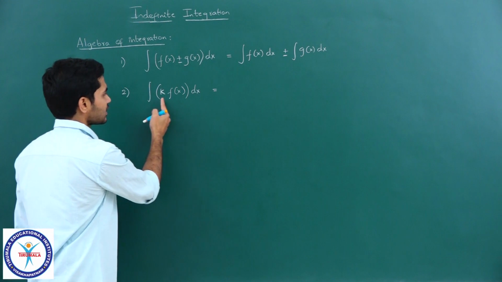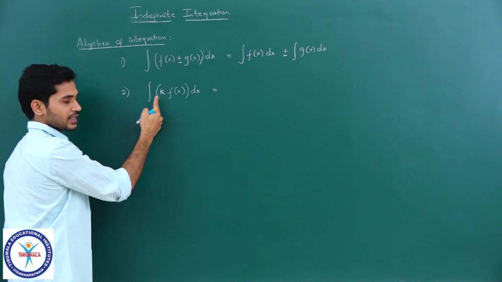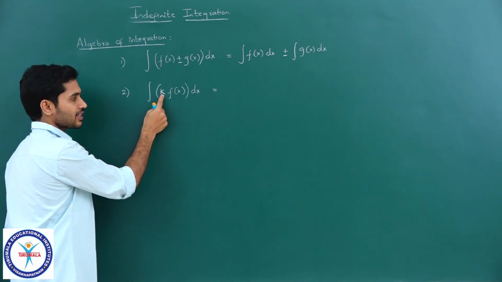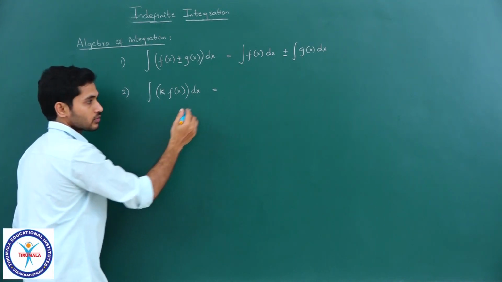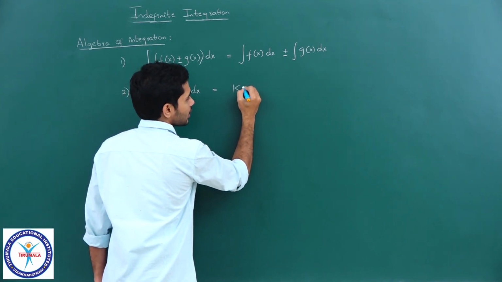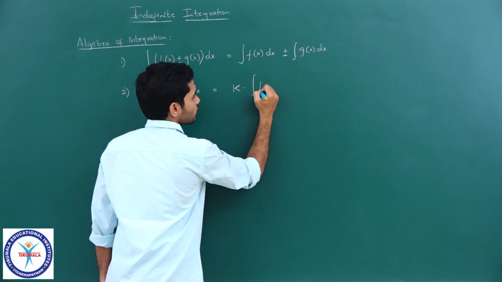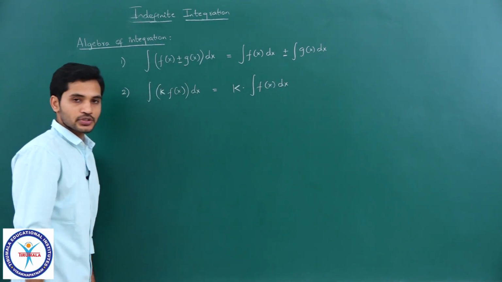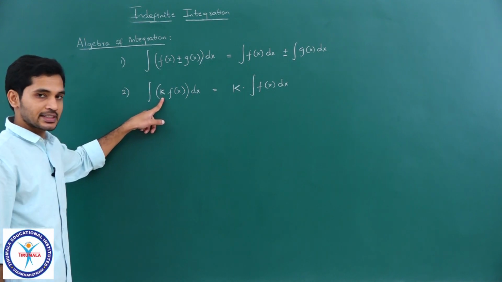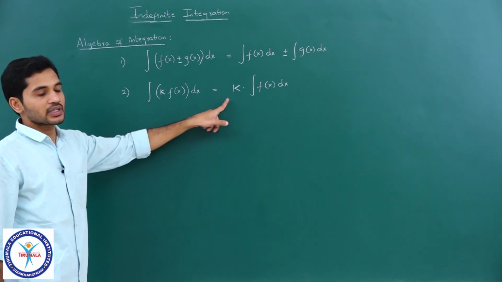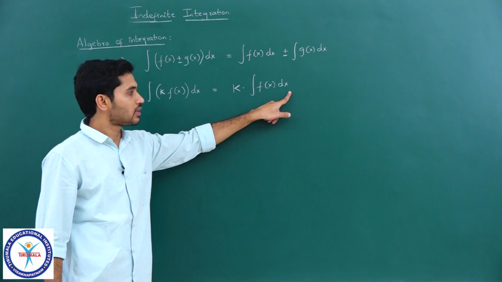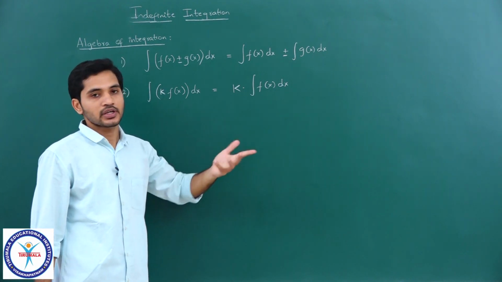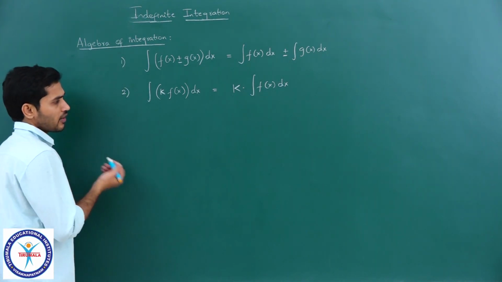Or we can simply say that whenever there is a constant inside an integral, bring that constant outside, that is it. So, what does this become? K into integral of f of x dx. So, this is the next rule. When there is a constant inside the integral, just bring it outside, perform the integral and then multiply, clear. Okay.